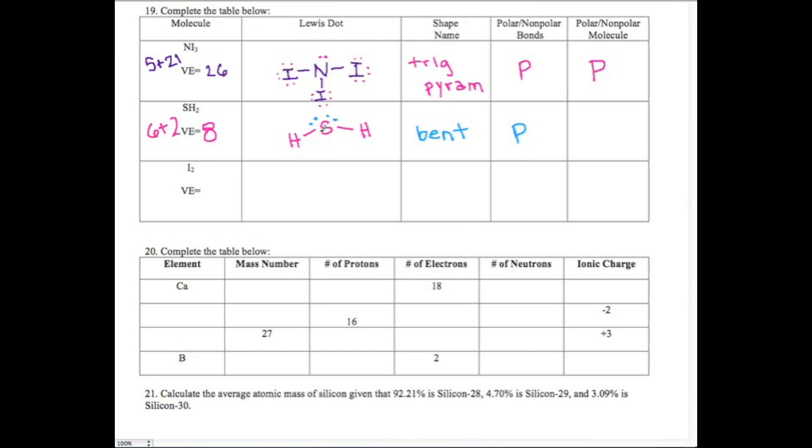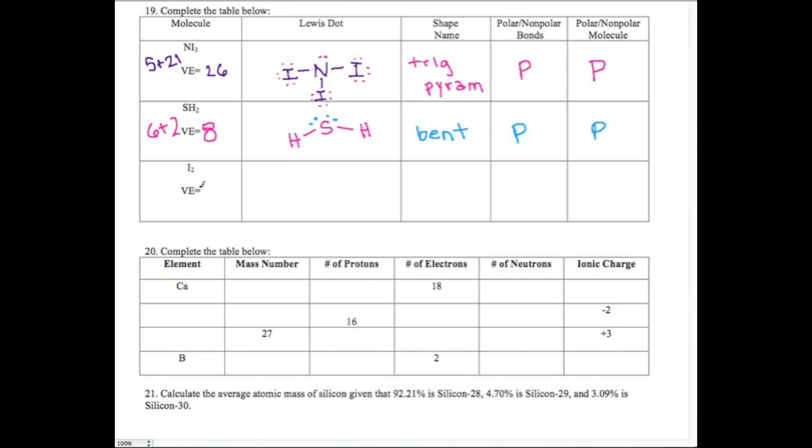All right, now, H is pulling down this way, H is pulling down this way, but there's no 2 other things pulling up that way at all. Instead, they're just those lone pairs of electrons. Therefore, this is also going to be polar. Okay, let's look at this last one, I2.